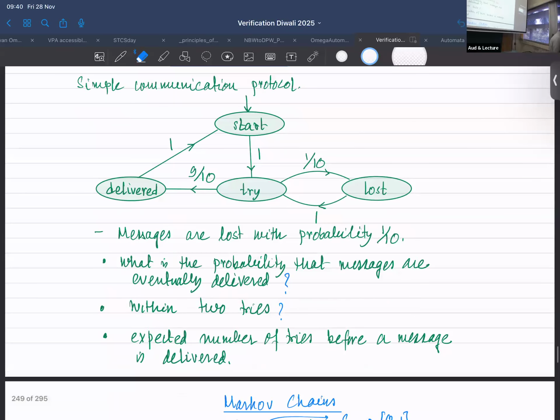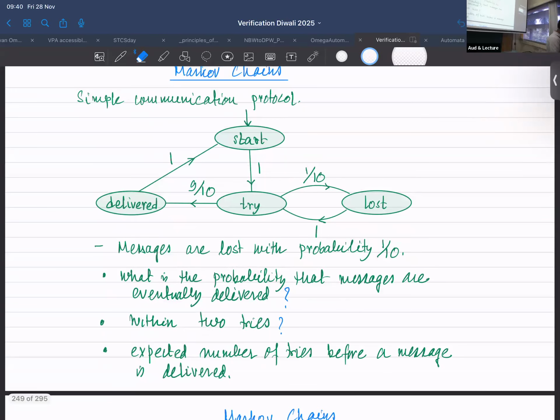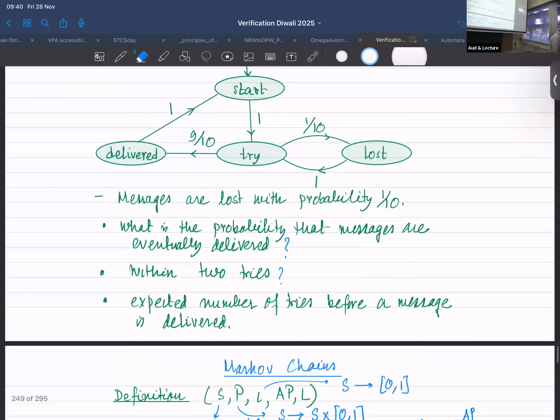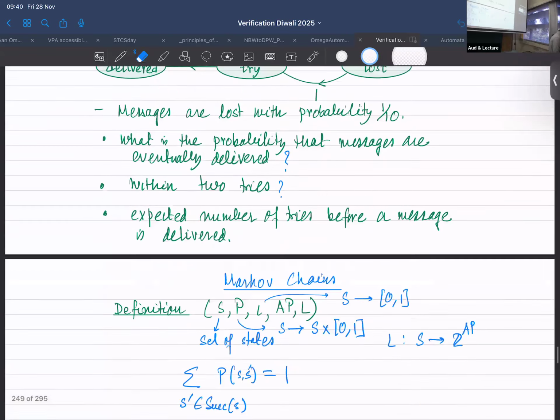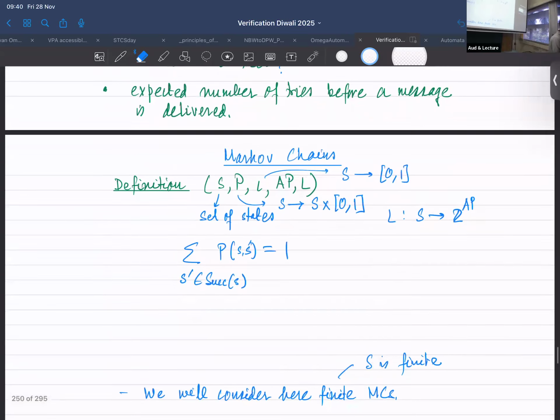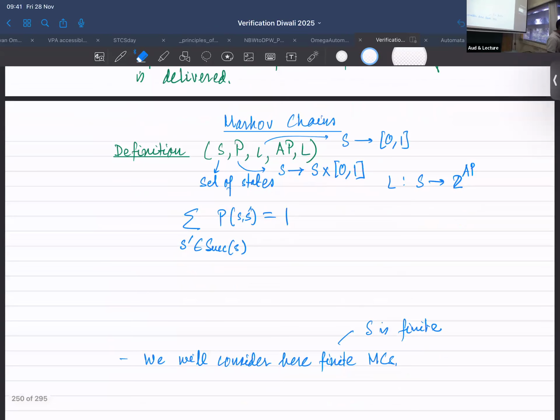And these probabilistic behaviors are quite relevant. We find them in several systems around us, like if there is a message loss and so on with certain probability. And how do we define a Markov chain? It's like a transition system, but now you have some probability distribution from a state to its set of successors. Okay, there's a probability distribution, right?